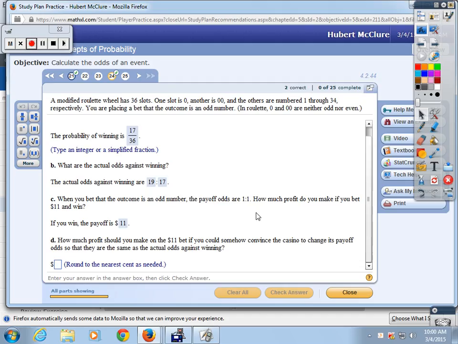Are you trying to say that you make $11 on top of the bet, or you just get your $11? Well, you break even. I know. That's why profit is not correct.